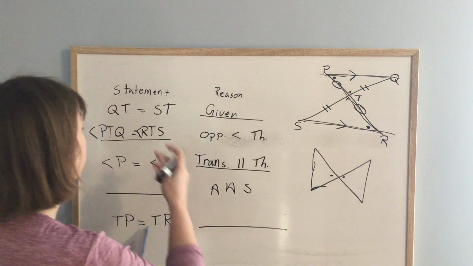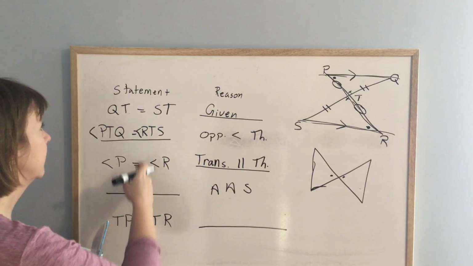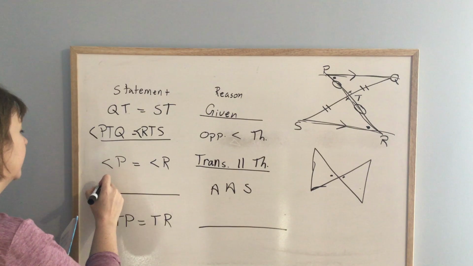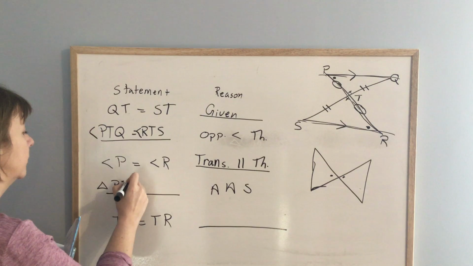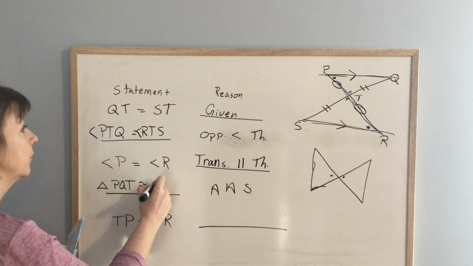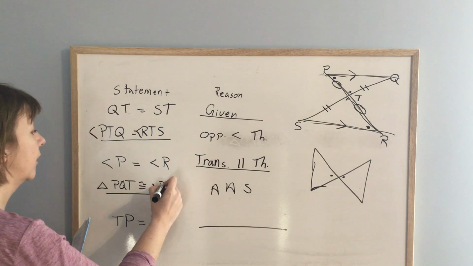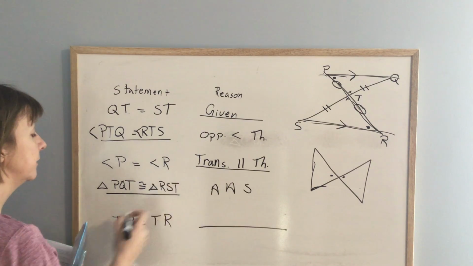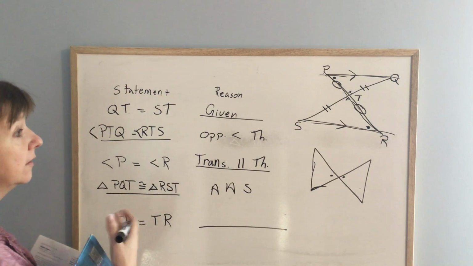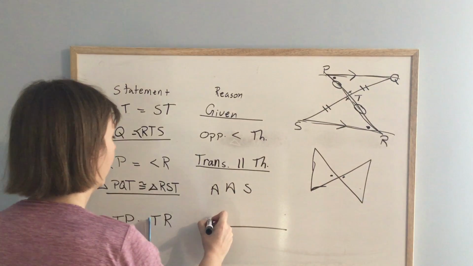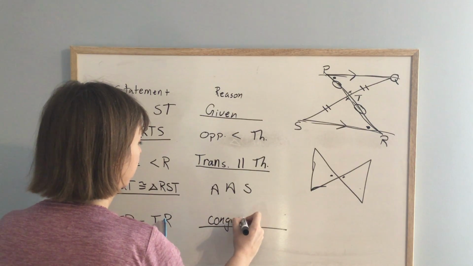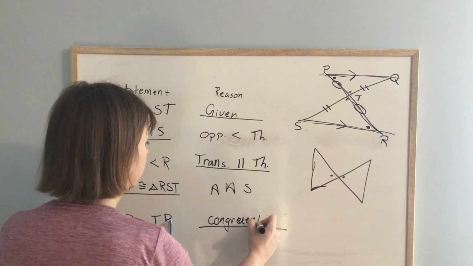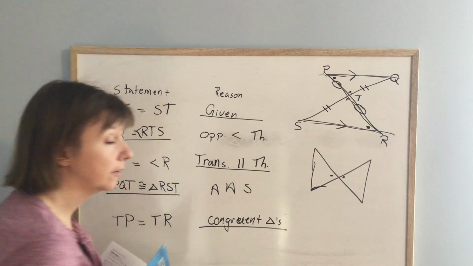Now, we proved an angle, and a side. So we can now say that triangle PQT is congruent to triangle RST. And so that means that TP is equal to TR. Why? Well, because we just proved that we have congruent triangles.